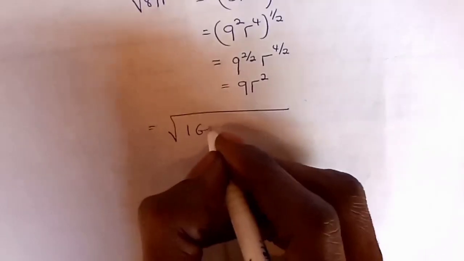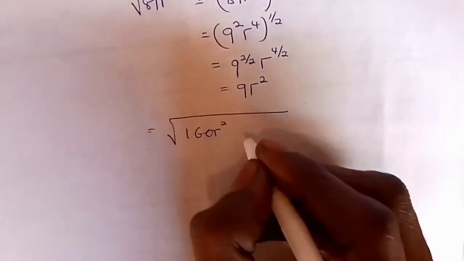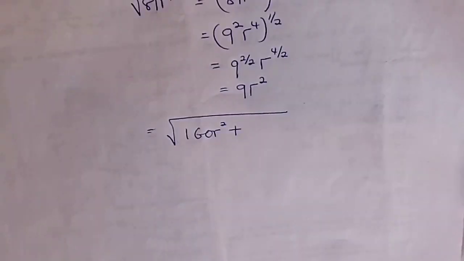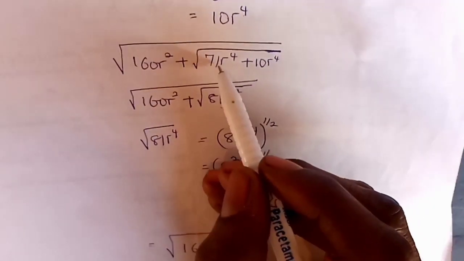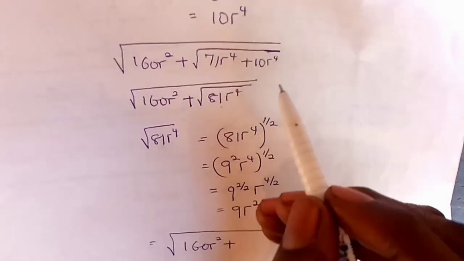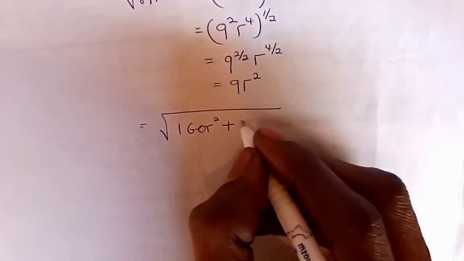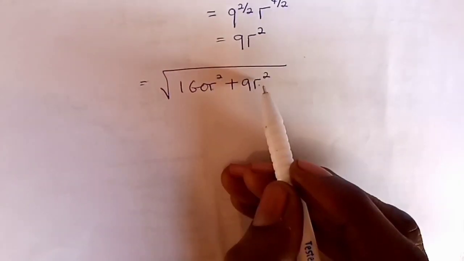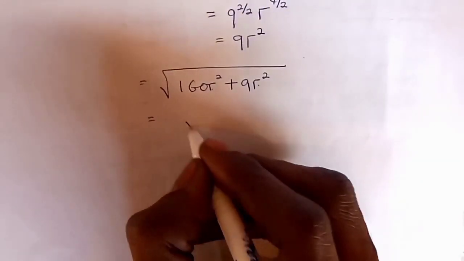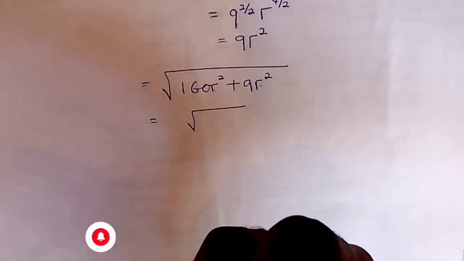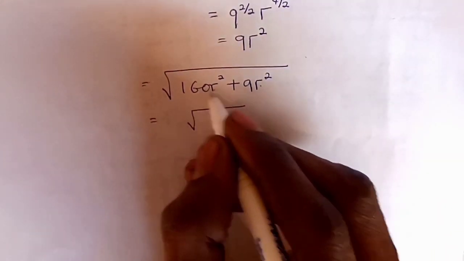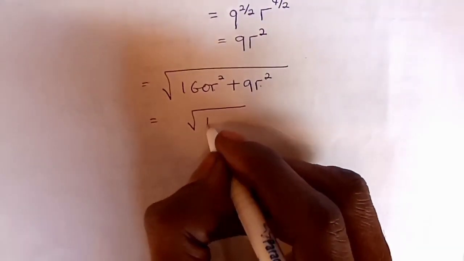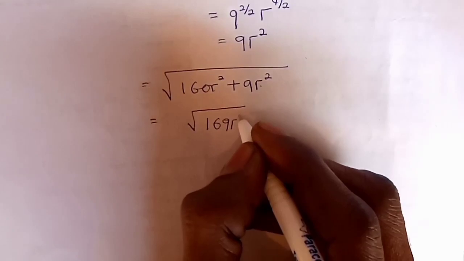So finally I will end up having 160r^2 plus, in place of 71r^4 plus 10r^4, I will have 9r^2. Now if you observe very well, they both have the same like terms, right? So we have the right to add up the values under the same square root. So here we have 160r^2 plus 9r^2, which gives us 169r^2.